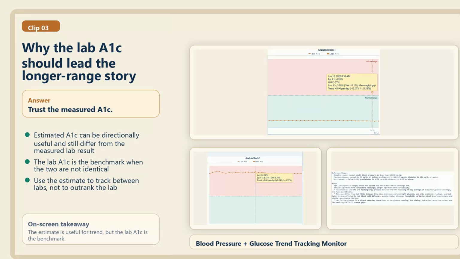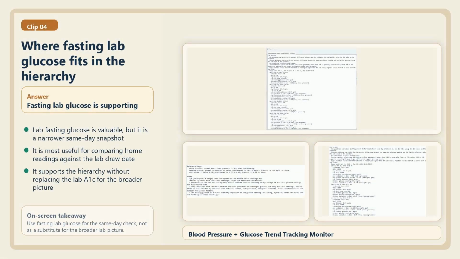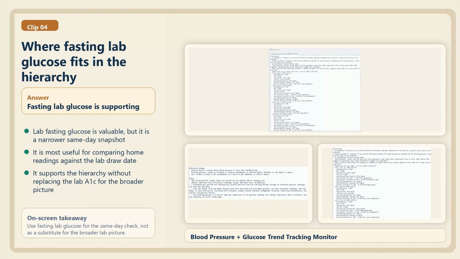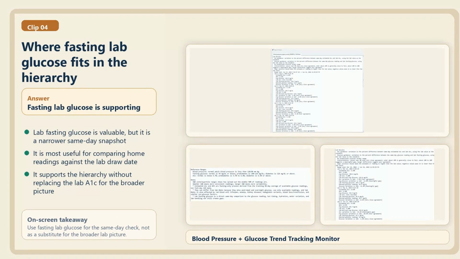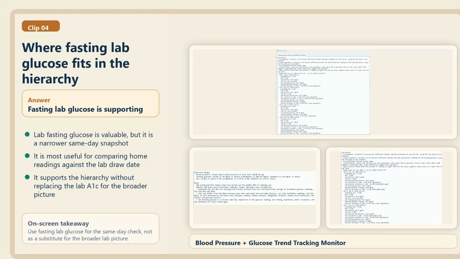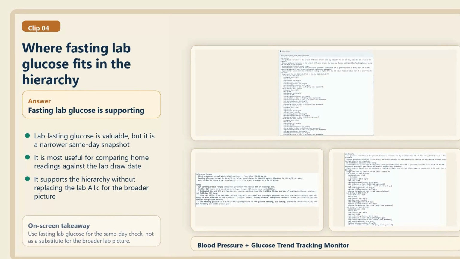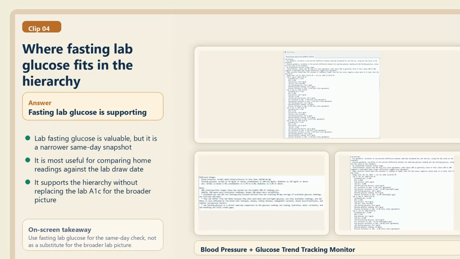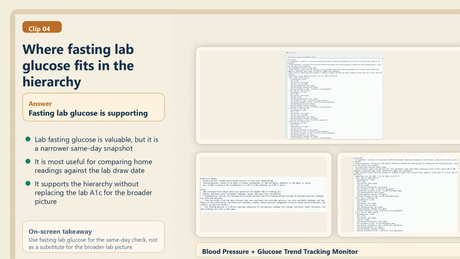Where fasting lab glucose fits in the hierarchy. Fasting lab glucose still matters, but it answers a narrower question. It is a same-day snapshot rather than the broader long-range picture that lab A1C is often used to represent. The report viewer and notes make that split clear. Lab fasting glucose is excellent for comparing a same-day home reading against the lab draw. But if you are asking which number should lead the longer-range glucose status discussion when both are present, the app's workflow still treats the lab A1C as the first number and uses fasting lab glucose as a supporting point of comparison.